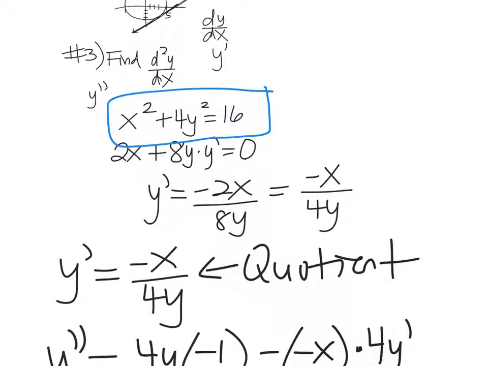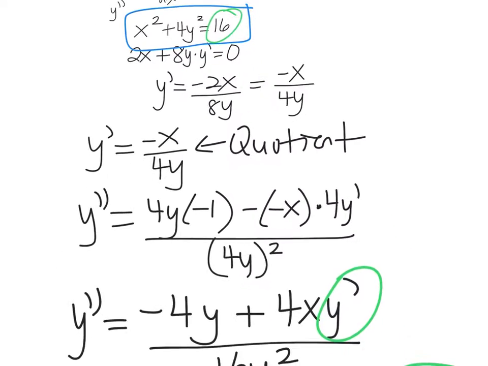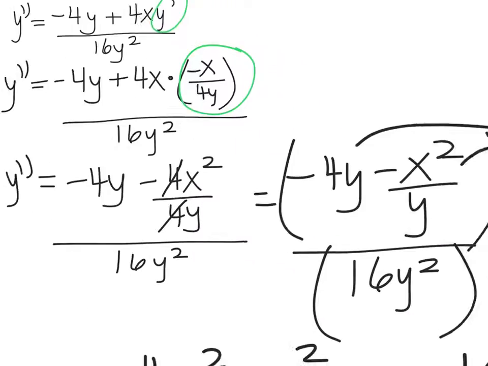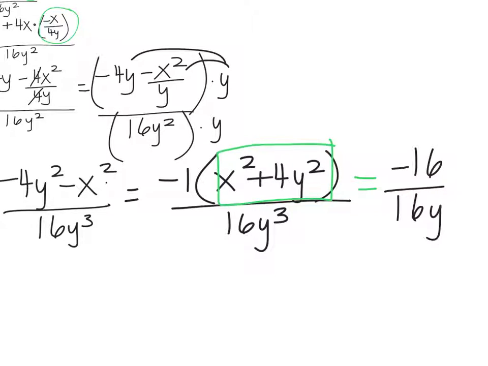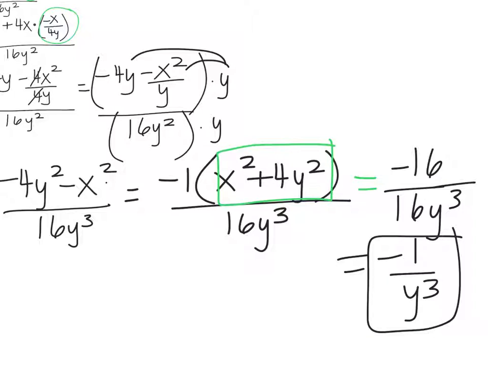x squared plus 4y squared equals what? 16. We're substituting it for 16. Right? Go back down here. What do I have? I have x squared plus 4y squared. What did we say that was equal to? 16. So I have negative 16 over 16y cubed, and that reduces to negative 1 over y cubed. That's the second derivative. Oh my goodness. Crazy, huh?